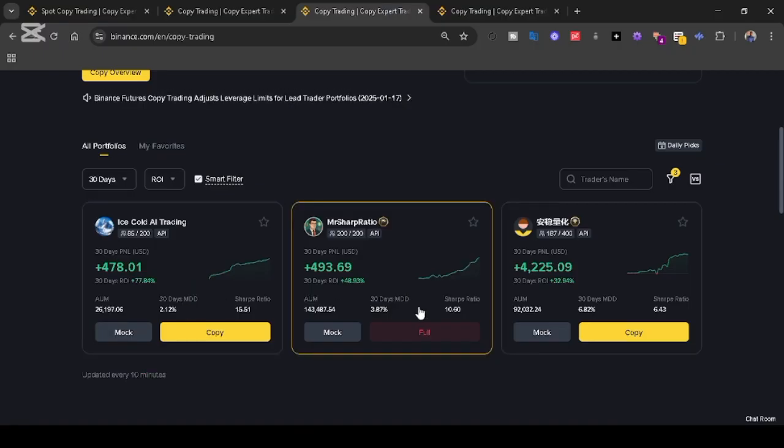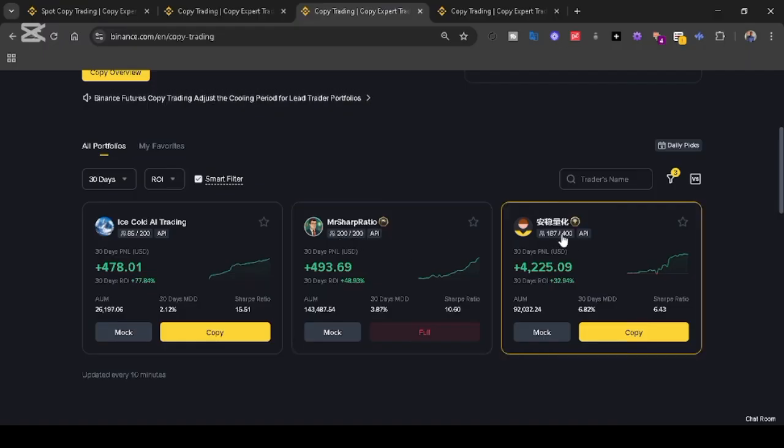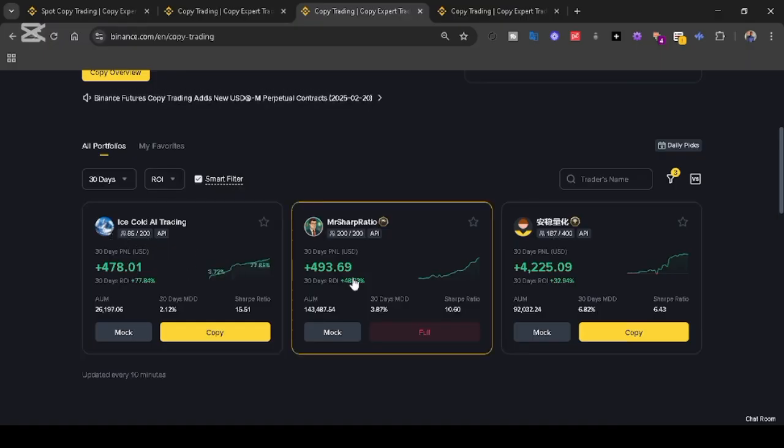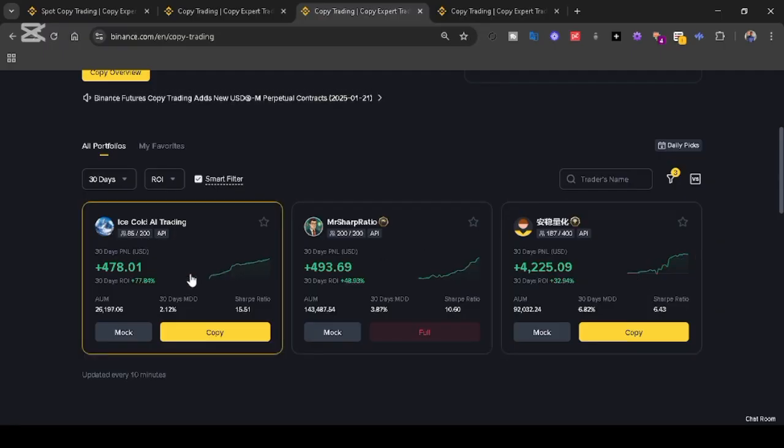Among these 3 people, who we choose depends on whether you are qualified, if you are allowed to choose. Like this second one here has been copied totally. He is allowed to accept a total of 200 copy traders and 200 have already copied. This one is allowed to accept about 400 copy traders, and he already has 187. This one is allowed to take up to 200 copy traders, and he already has 85. Looking at these options, I'll be sticking to this option or this option.